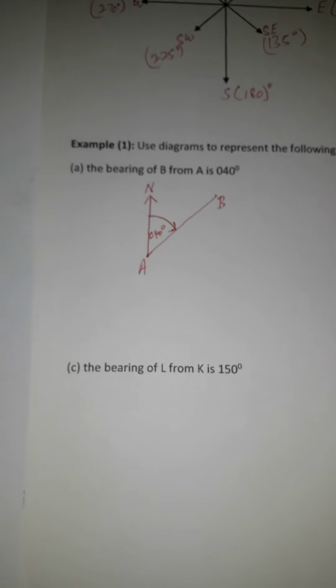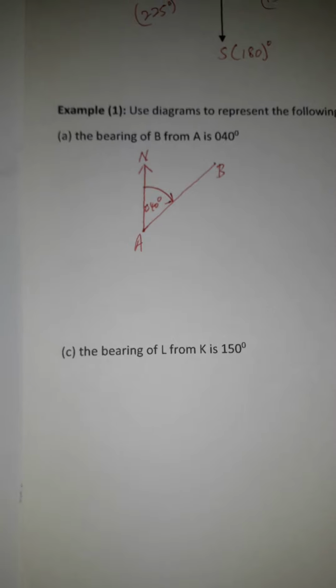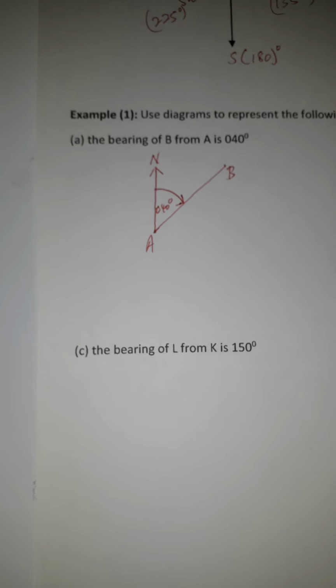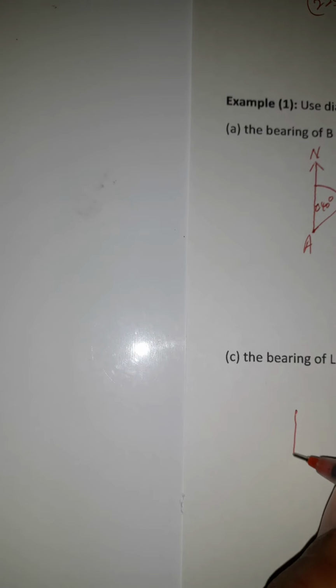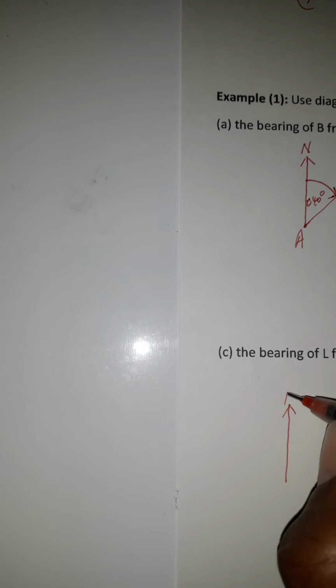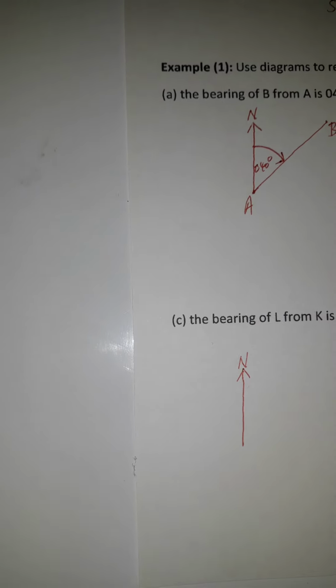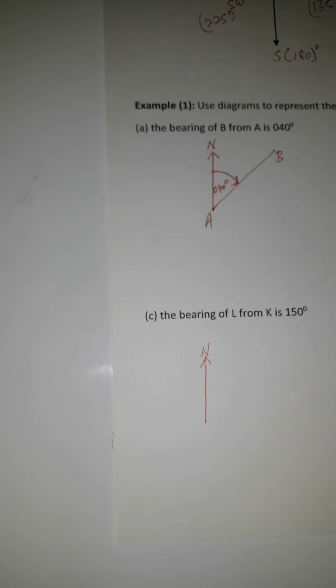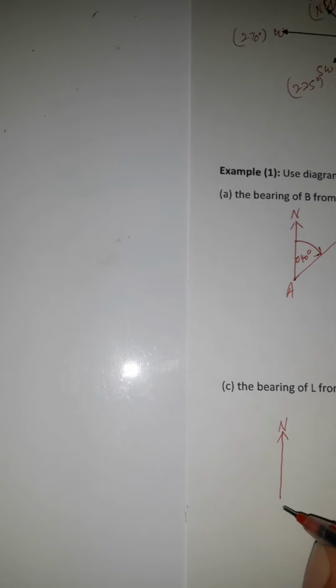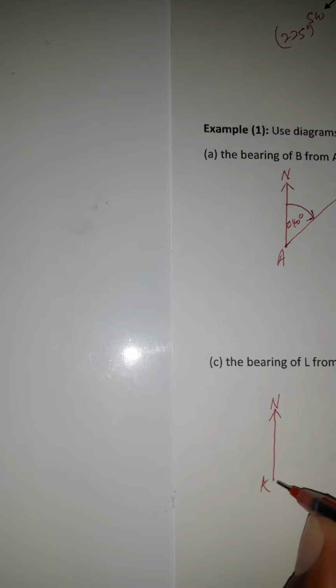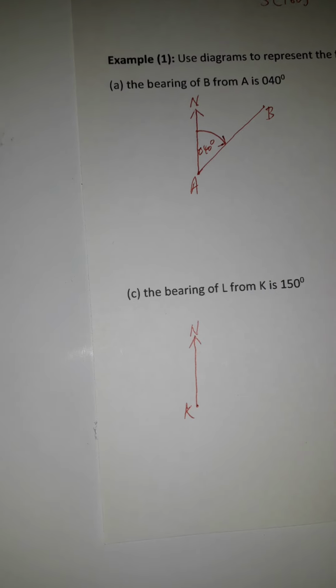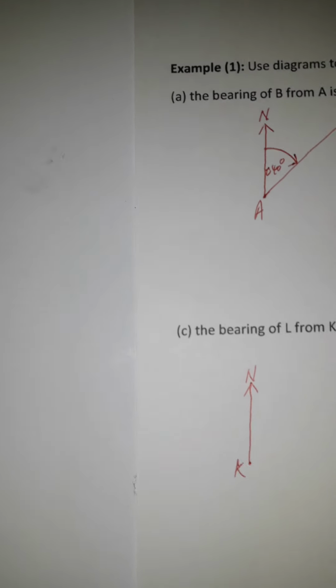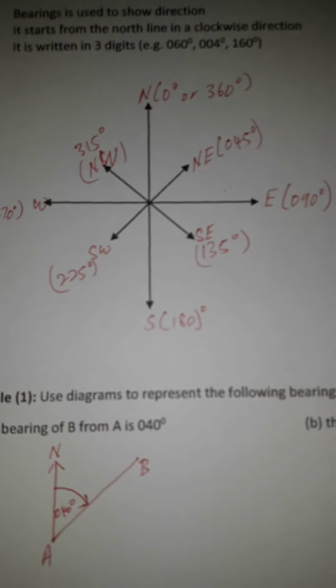Alright, let us look at the third example. The bearing of L from K. So again, I'll just draw my north line. Here's my north line. You use the letter N to represent it. That's our north line. So the bearing of L from K. So we are starting at the point K. So here is the point K. It's 150 degrees. Let us look at our diagram.